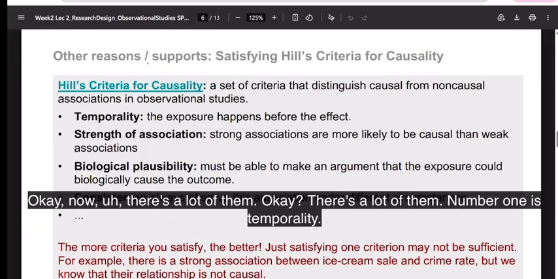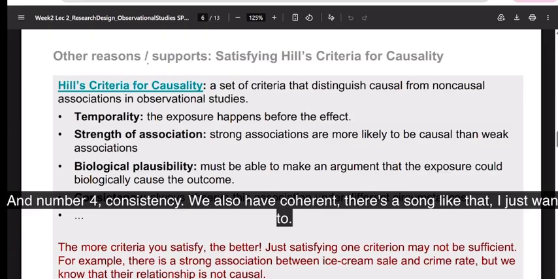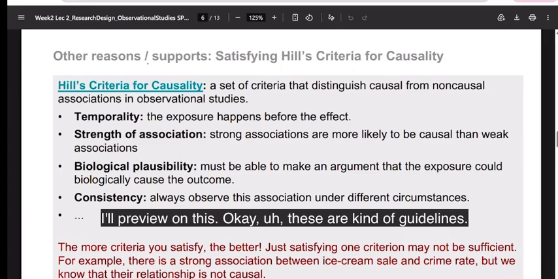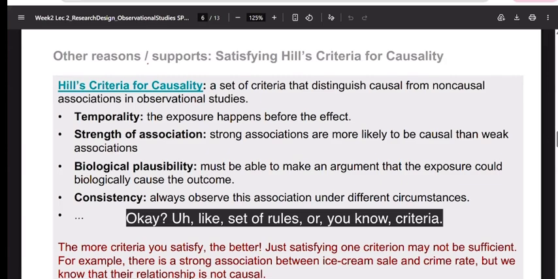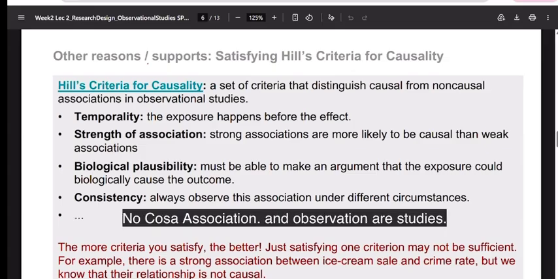Number one is temporality. Number two is the strength of association. Number three is biological plausibility. Number four is consistency. We also have coherence, and others like that. I just want to brief you on this. These are kind of guidelines, a set of rules or criteria that can distinguish causal from non-causal association in observational studies.